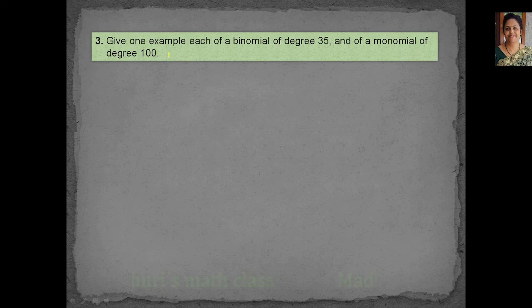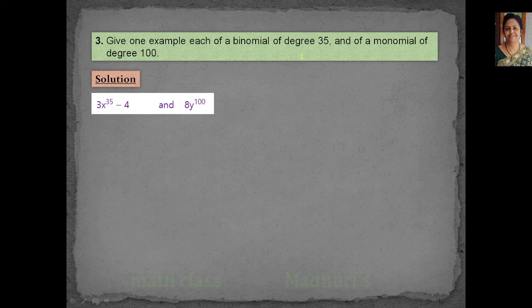Next one, give one example each of a binomial of degree 35 and a monomial of degree 100. Here, degree 35, 3x raised to 35 minus 4. So this is a polynomial with the degree 35. And 8y raised to 100. This is a monomial with the degree 100. You can write many. Only one example I have given here. Many you can write with the monomial of degree 100.